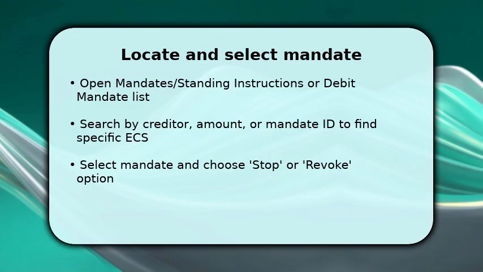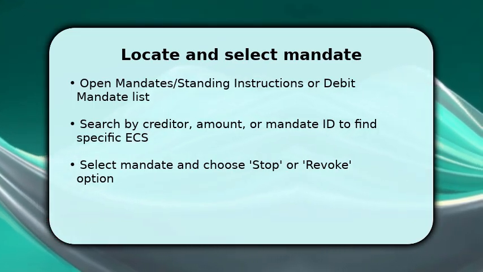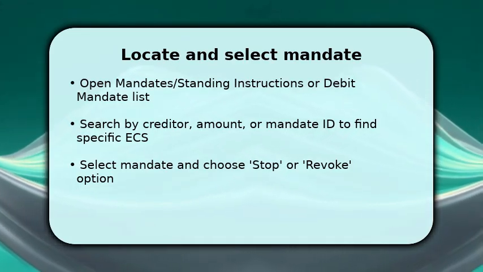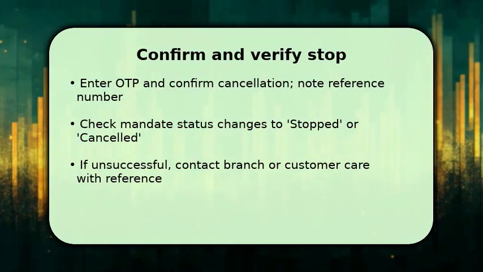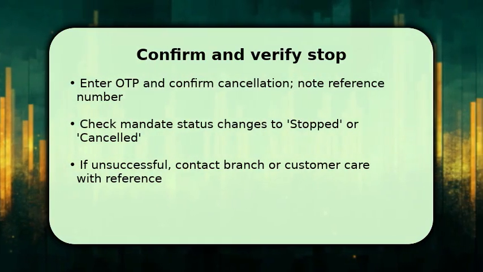The system will prompt for confirmation and an OTP on your registered mobile, so be ready to approve the stop request quickly to avoid processing delays. You now confirm the stop by entering the OTP and completing the final confirmation step. Save or note the reference number shown.